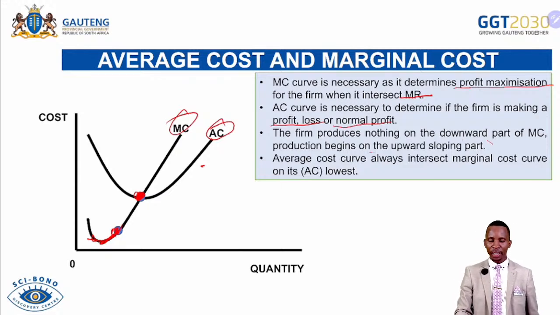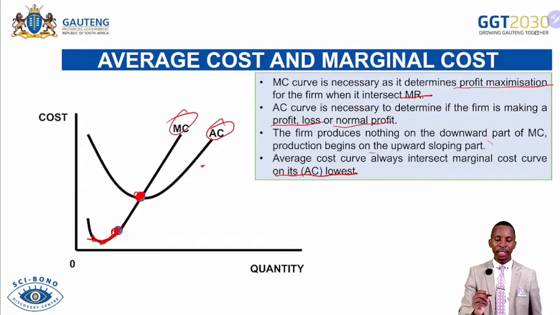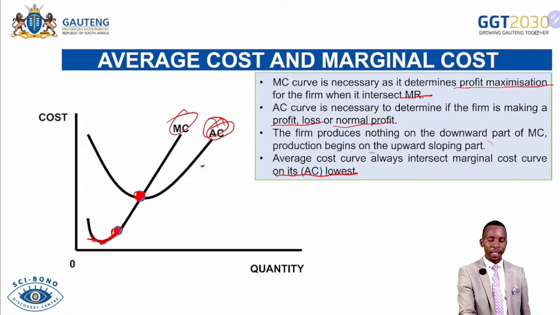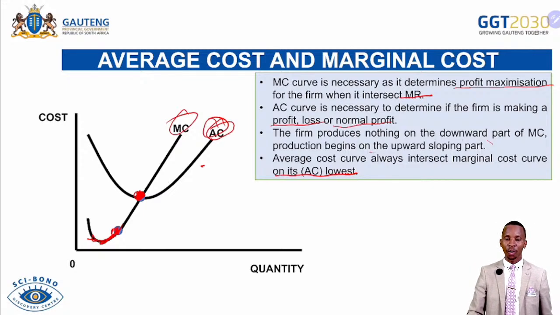The average cost curve always intersects the marginal cost curve at its lowest point. Like I said, it cuts or intersects MC at its lowest. So at this point, the AC is at its lowest, and then it cuts the marginal cost.